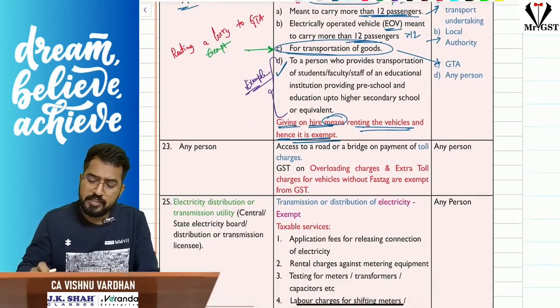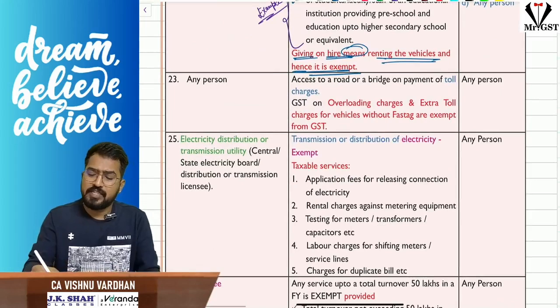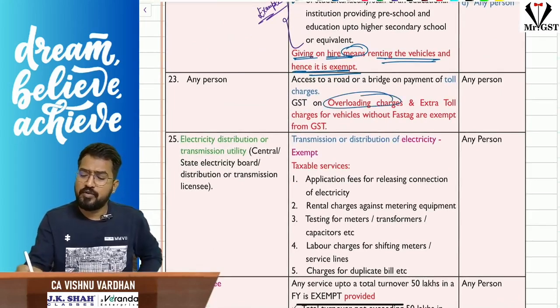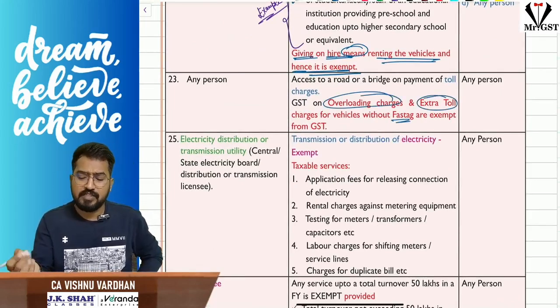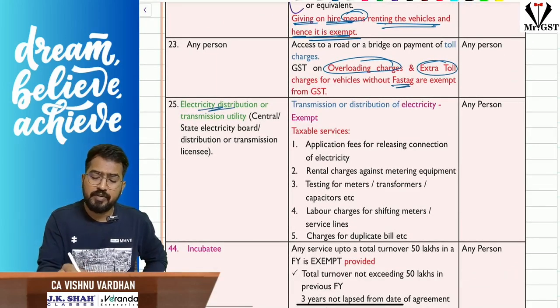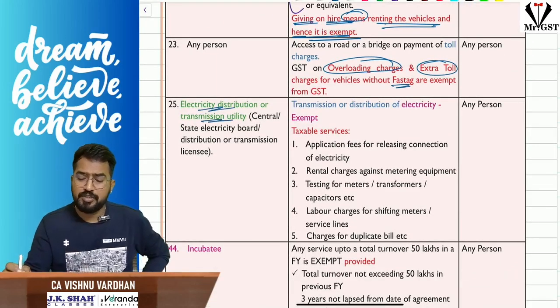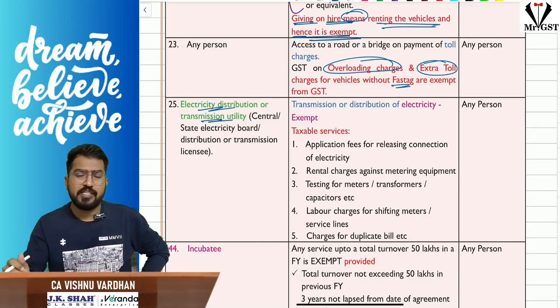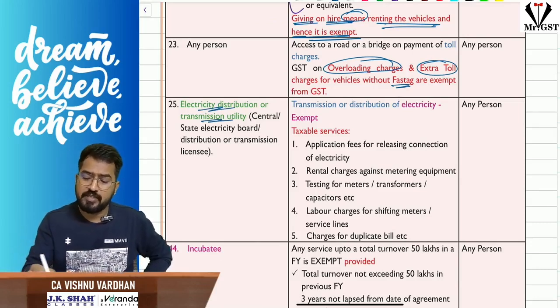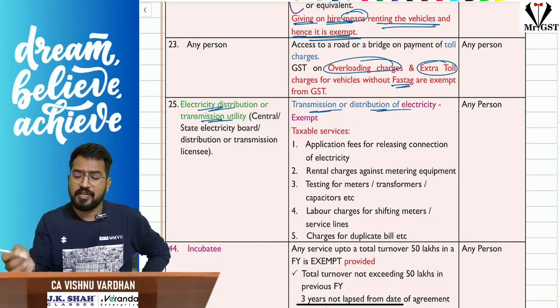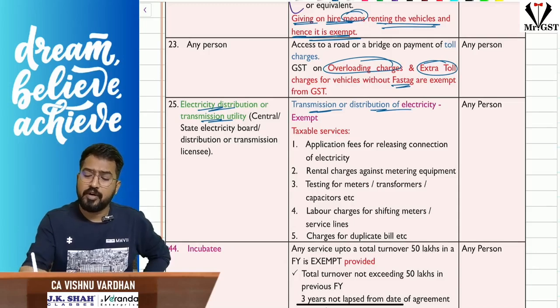Okay, next entry is toll charges. Whatever you pay, no matter whether it is overloading charges or extra toll for not having the FASTag, everything is exempt. Toll charges are exempt under GST. Services provided by electricity distribution or transmission utility, as I told, TNEB or SPDCL, etc., that is also exempt under GST, and the exemption is available only for transmission or distribution of electricity, but not anything else.